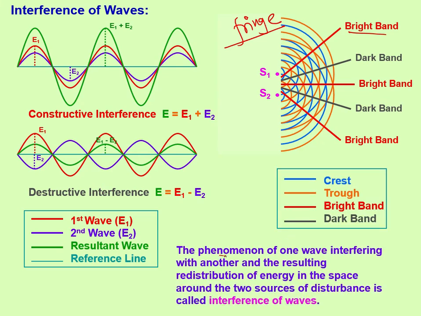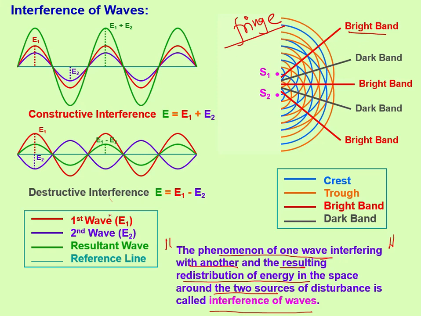So this phenomenon of one wave interfering with another, resulting in redistribution of energy in the space around two sources, is called interference. You can write down this definition in your reference book. That is the definition of interference. Two types of interference: constructive, destructive. Constructive interference takes place when we have interference of two crests or two troughs. Destructive when one crest coincides with the trough of the other and vice versa. Destructive interference causes dark fringes. Constructive interference causes bright fringes on the screen.